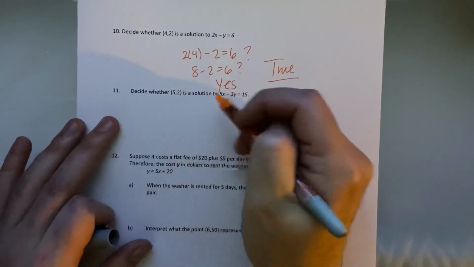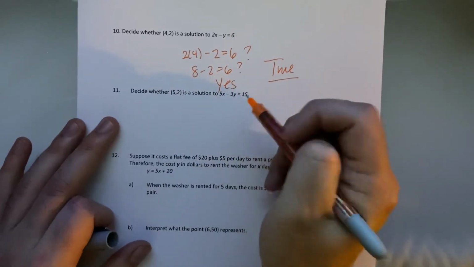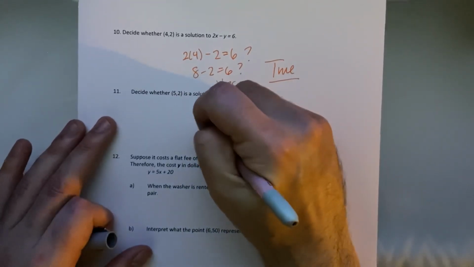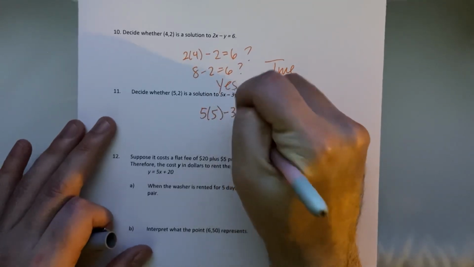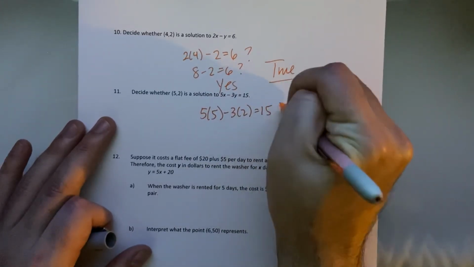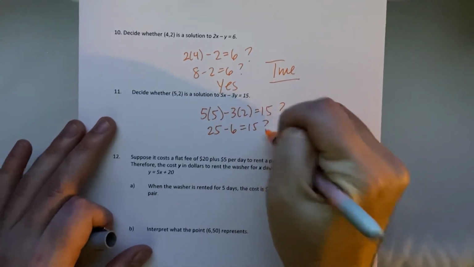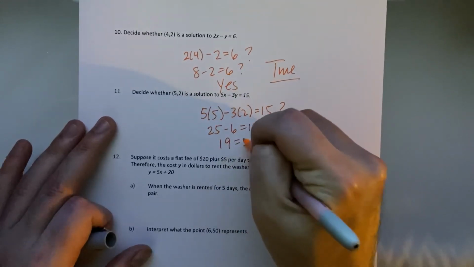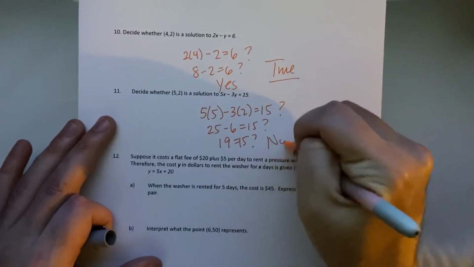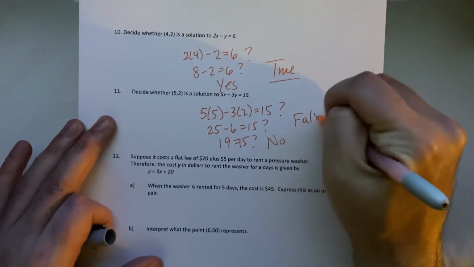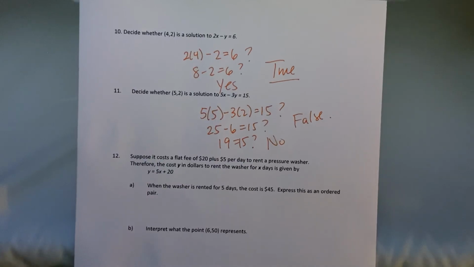But compare that to number 11. Is (5, 2) a solution to 5x minus 3y equals 15? So is 5 times 5 minus 3 times 2 equal to 15? Well, is 25 minus 6 equal to 15? Only if 19 is equal to 15. No, so this is false. And we will finish this section in the next video.